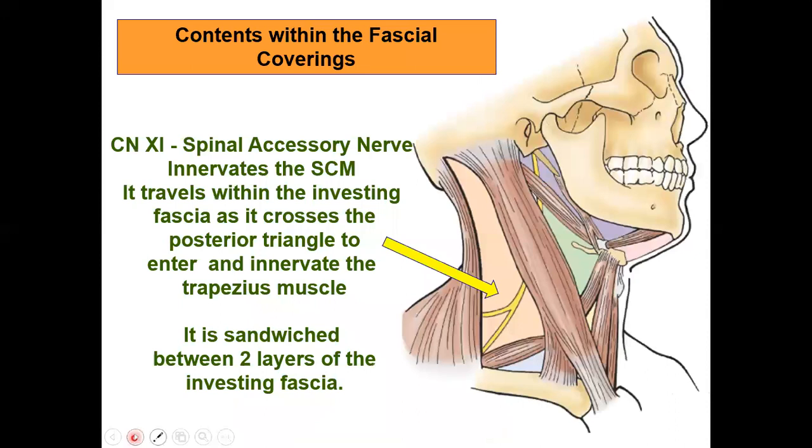Okay, contents within the fascial coverings. So this was a part of her last slide, but I'll repeat it again because cranial nerves tend to trip people up. So cranial nerve 11 is spinal accessory nerve, and spinal accessory nerve innervates your sternocleidomastoid muscle as well as your trapezius muscle. It's within an investing layer of fascia as it crosses the posterior triangle to enter and innervate the trapezius muscle. And it's sandwiched in between two layers of the investing fascia.